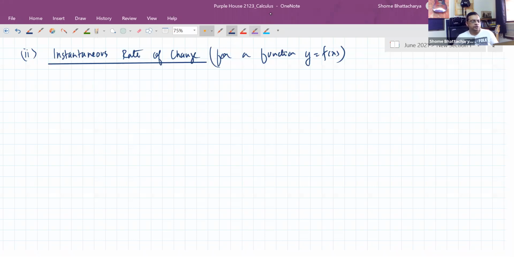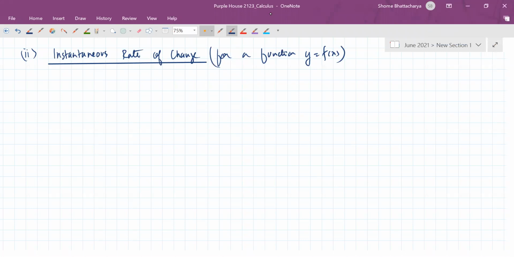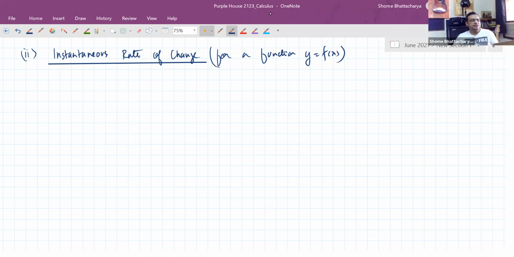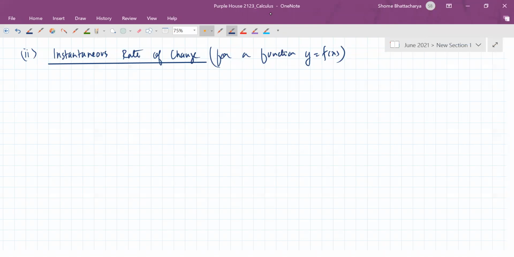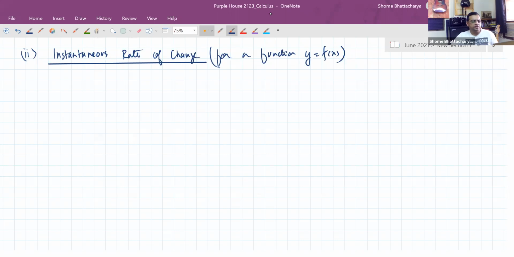Yes, Piyu, you have a question, Beta? Sir, y is equal to f of x remains the same everywhere, constant? No, that is just a symbolic representation, Beta, that y is a function of x. But a function can be anything, it can be a linear function, it can be quadratic, it can be a sine function, right?